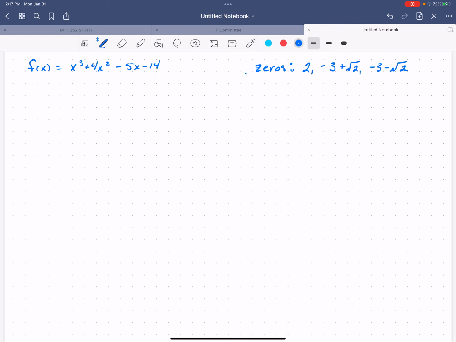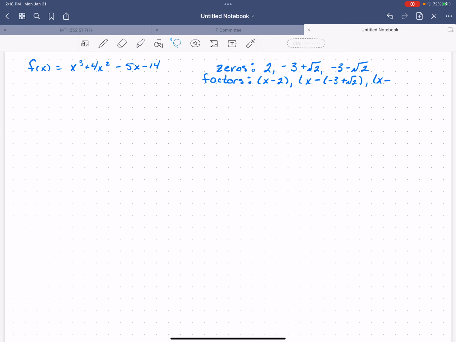This tells me that I have factors of x minus 2, x minus negative 3 plus square root 2, and x minus negative 3 minus square root 2, which tells me that my function can be rewritten as x minus 2 times x, I'm going to distribute that minus sign, plus 3 minus square root 2 times x plus 3 plus square root 2.